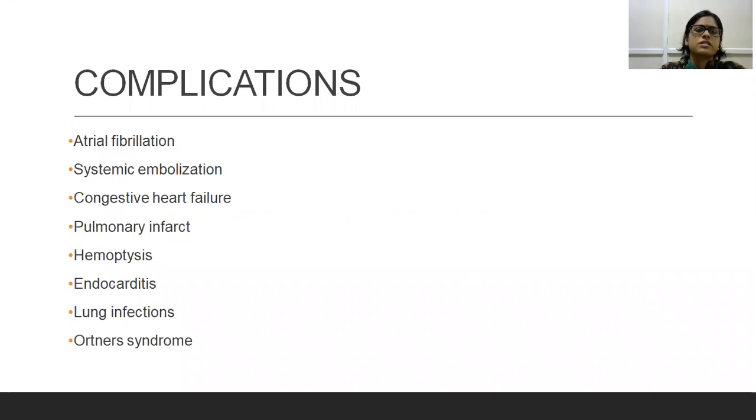Finally, the complications. Complications are atrial fibrillation, systemic embolization in the form of CVA, pulmonary embolism, mesenteric ischemia, pulmonary infarct, congestive heart failure, hemoptysis, recurrent lung infections, endocarditis, and Ortner syndrome. Ortner syndrome is hoarseness of voice due to compression of the recurrent laryngeal nerve by the enlarged left atrium.